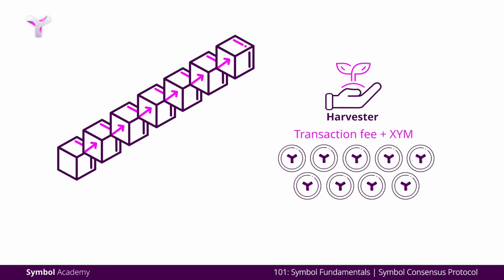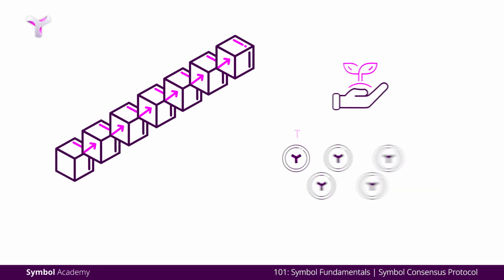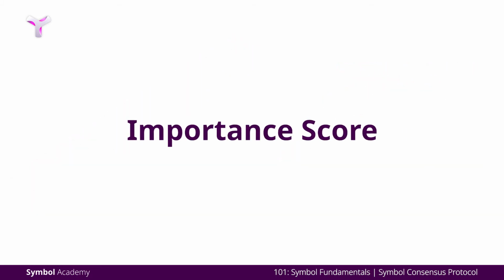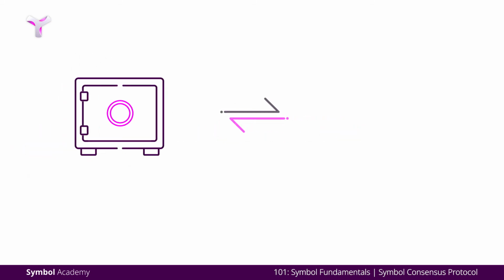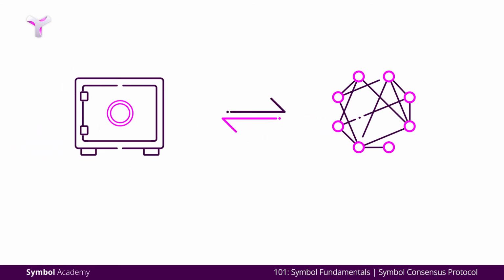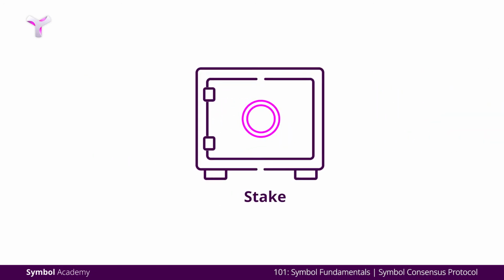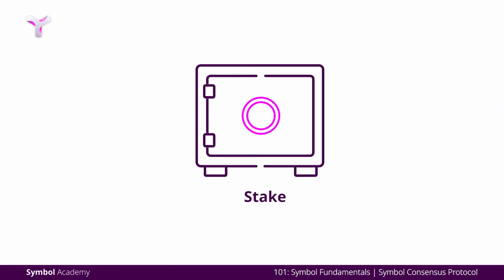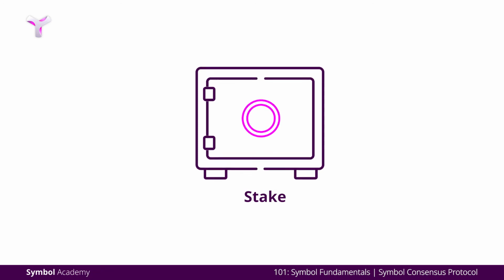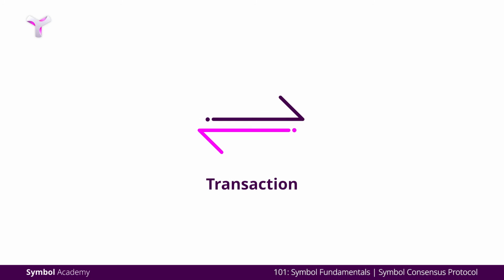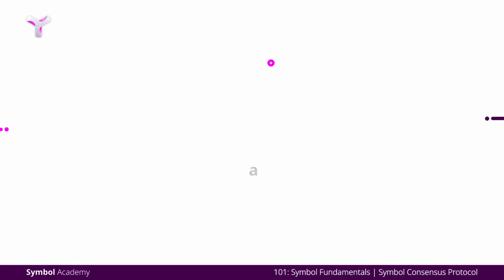Symbol blockchain is inflationary. The harvesters are chosen on probabilities determined by their importance score, calculated over an interval of time, which is determined by three factors. First, the total amount of harvesting mosaic stakes by the harvesting account. The larger the stake, the bigger the chance an account gets to harvest a new block. Second, the total amount of transaction fees paid by the harvesting account. This encourages its active participation in the network.